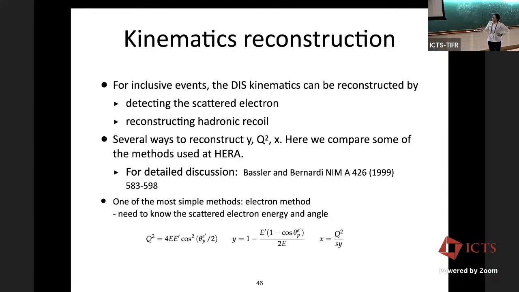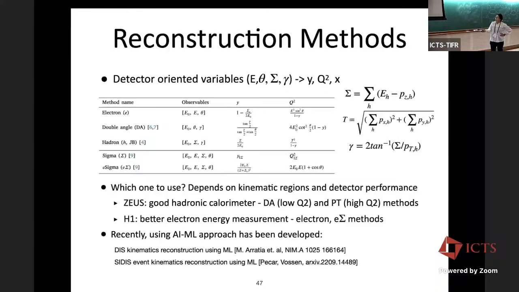So there's a detailed discussion there. But here, one of the simplest methods for inclusive DIS is you just measure the scattered electron, its energy and angle, right? There are more in the table here, but I only compare some of them. Here again are your detected variables. In HERA we define the quantity summing over the hadron energy and longitudinal momentum, and also the transverse components, and define a variable like the transverse momentum of the hadrons, and you can reconstruct this.